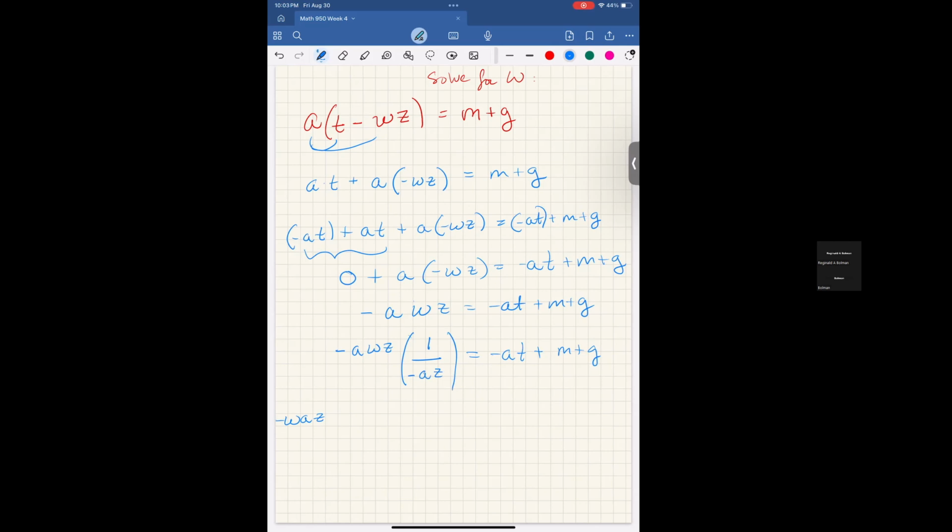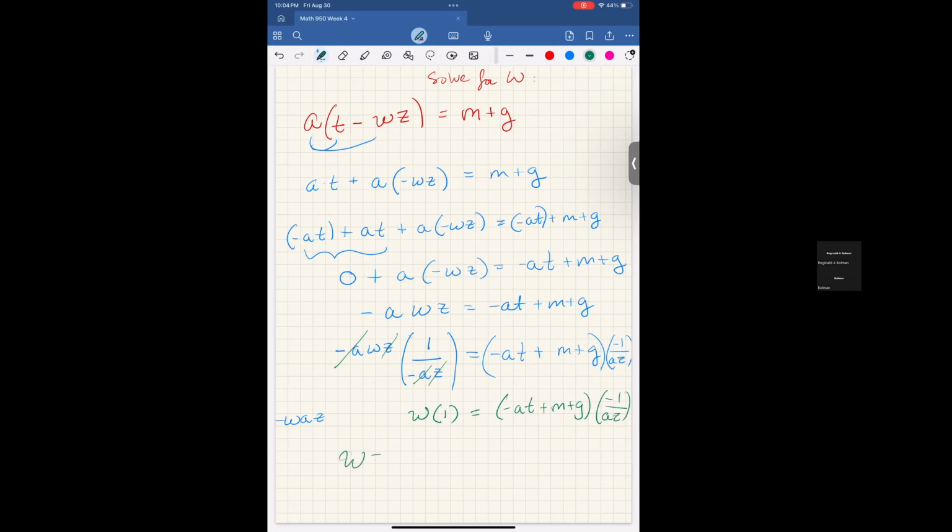And in this instance, there's also a negative symbol that I'd like to remove. So what we're going to do is take a 1 over negative az, and we'll multiply that on both sides of the equation. What this is going to do for you is that your z term and your negative a term will divide out to be 1. So we'll have w times 1 is equal to, and this formula is going to look a little bit different, but it's actually the same formula.